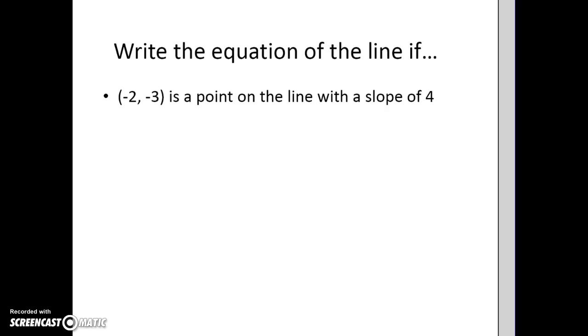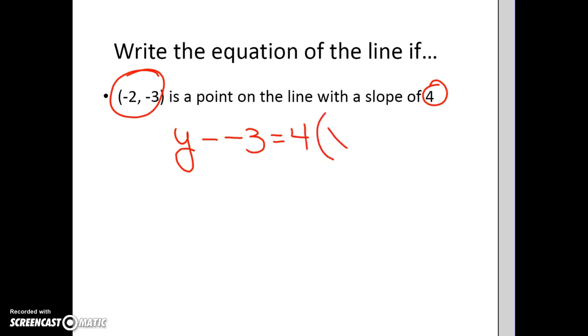This time we're given a point of 2, -3, and we're told that we have a slope of 4. So y minus, our y value is -3, equals our slope of 4 times the quantity of x minus, our x value is -2. And again, we know that if we have 2 minuses, we actually have addition. So we change that to say plus.